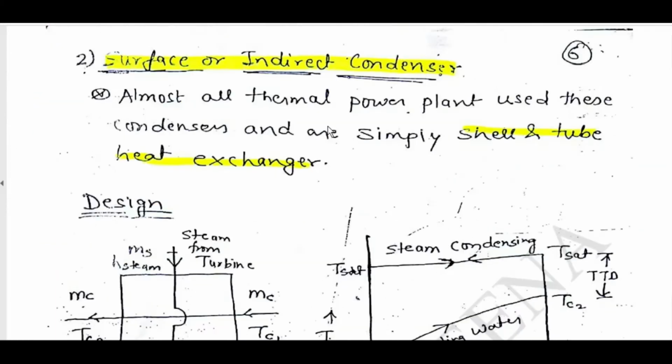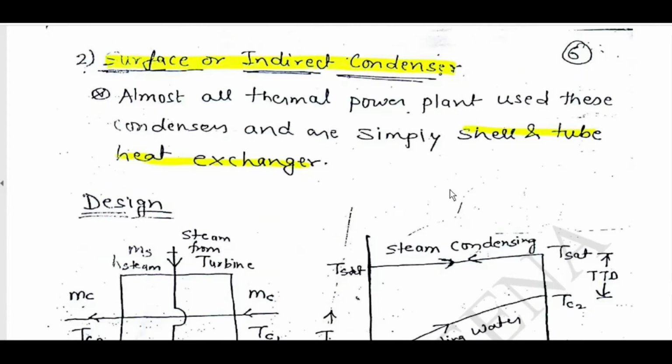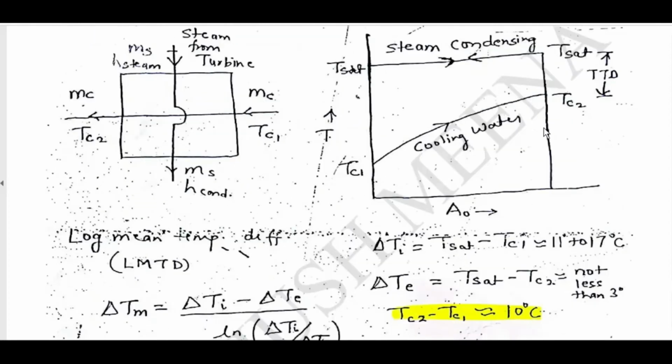Surface or indirect condenser. Almost all thermal power plants use these types of condensers and are simply shell and tube heat exchangers. Design: steam from turbine, Tc1, Tc2, steam condensing, Tc1, Tc2, cooling water, TTD.